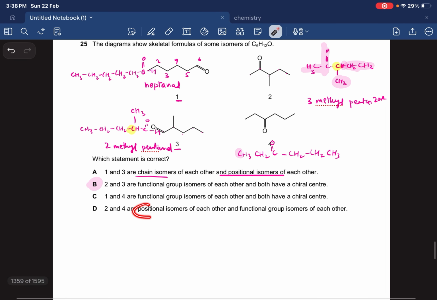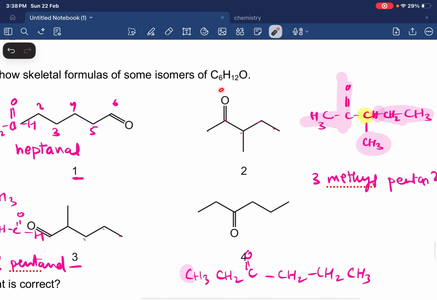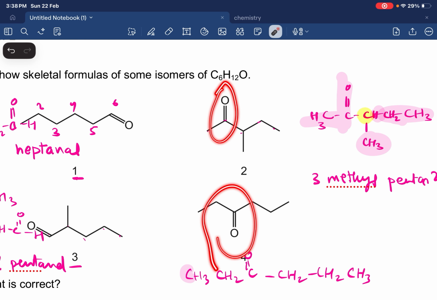2 and 4 are position isomers of each other and functional group isomers? They cannot be functional group isomers because both have a ketone functional group.